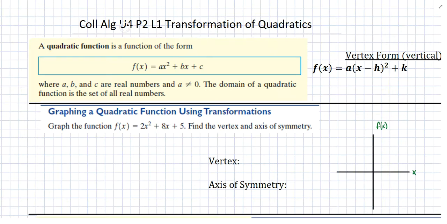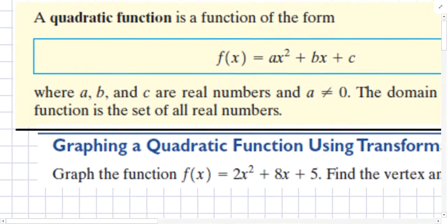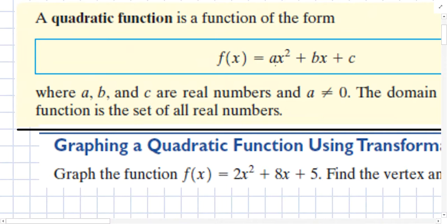This is part number 2 of Unit 4 in college algebra, in which we talk about parent functions and their transformations. In the first lesson this week, we're going to talk about quadratic functions exclusively. So you should recall the quadratic function is in this form, where f of x is equal to ax squared plus bx plus c. A, b, and c are real numbers, and a cannot be equal to 0.